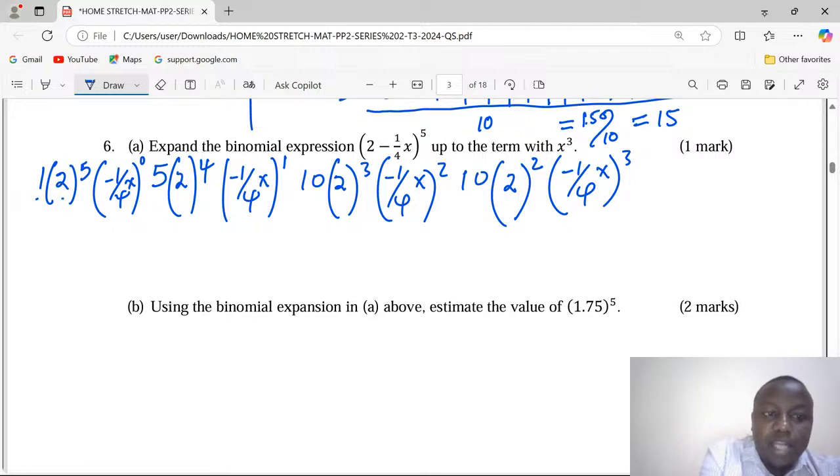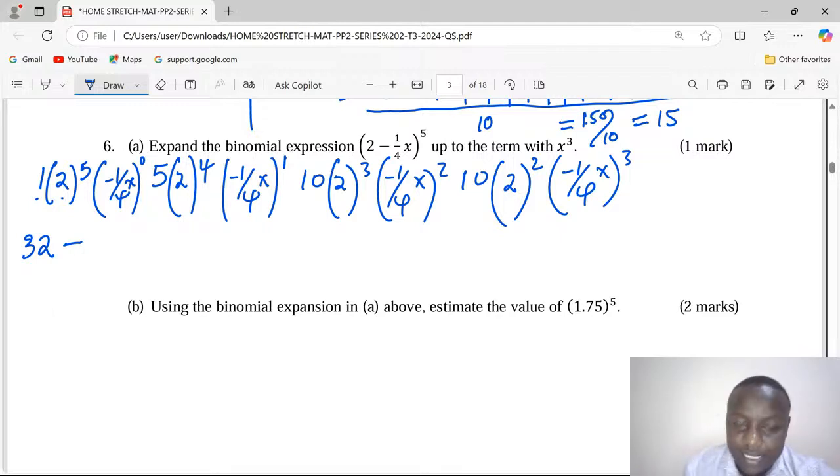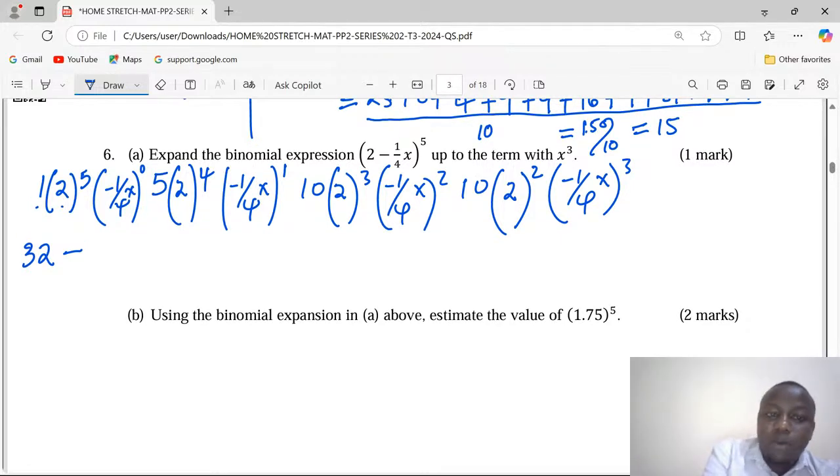1 multiplied by 2 power 5, which is 32. Then anything power 0 is just 1. So we need that 2 power 5, 32. Then the next one will start with a minus, because negative a quarter x raised to power 1 remains the way it is. So bearing a negative, it means the overall sign there will be negative. 2 power 4 is 16. 16 by 5, then multiplied by negative a quarter. That will give us negative 20x.